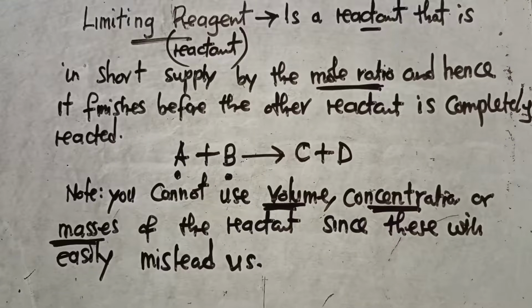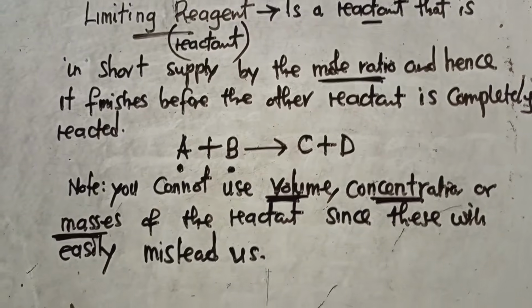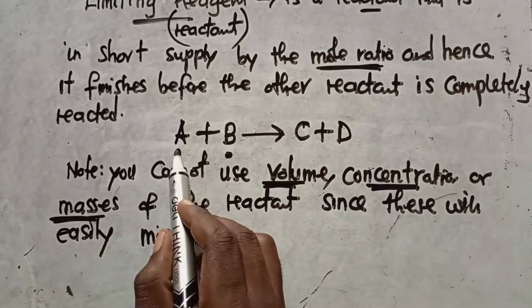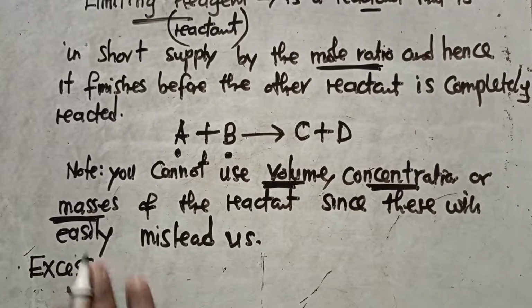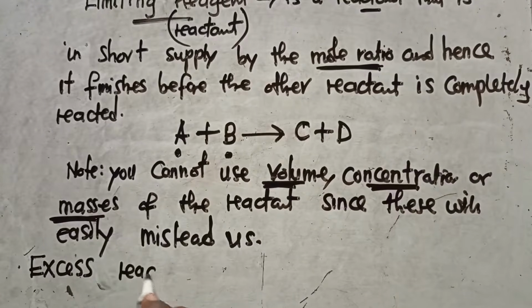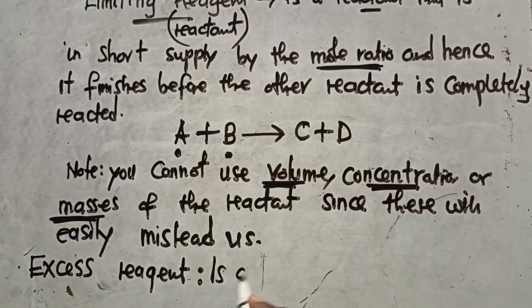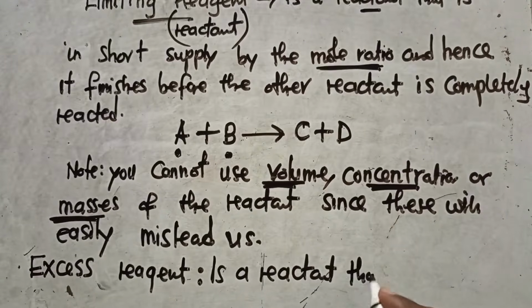This is something that you are supposed to know. There is also what we call an excess reagent. I guess you know how to calculate the moles. We've done that. I'll test you to see if we can put what we've learned into practice by giving you a question. You also need to know there is what we call an excess reagent. So what is an excess reagent? An excess reagent is just a reactant that remains.